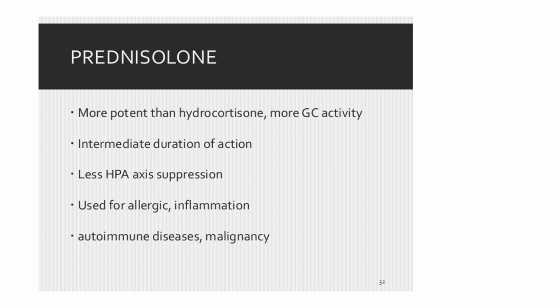Remember this term, I will be teaching this in the later slides: less HPA axis suppression. And also it is used in allergic inflammatory conditions, autoimmune diseases and malignancy. It reduces the immunological response, so that it can be used in immunological disease. So here prednisolone is mostly used in autoimmune diseases and malignancy.